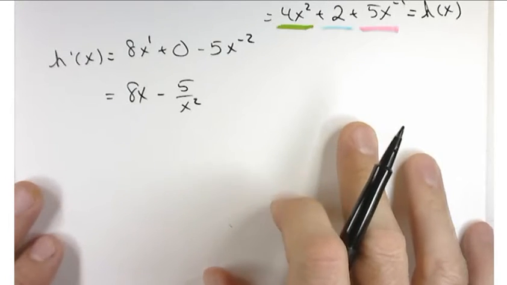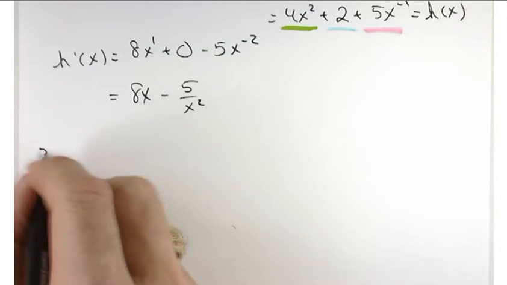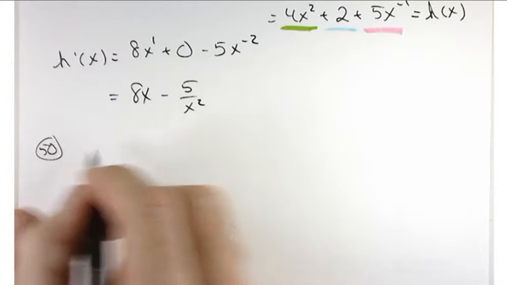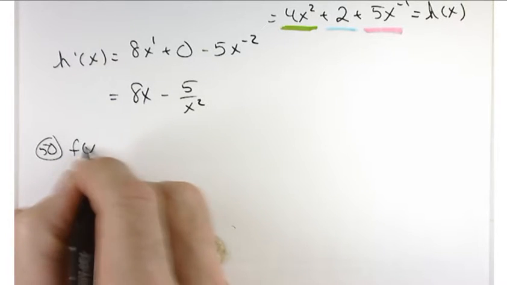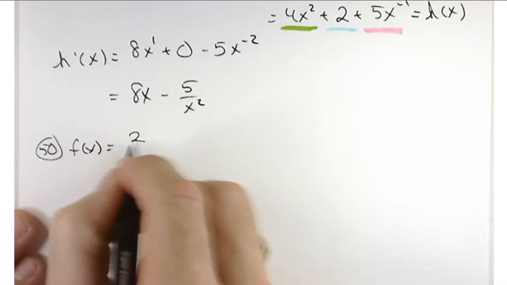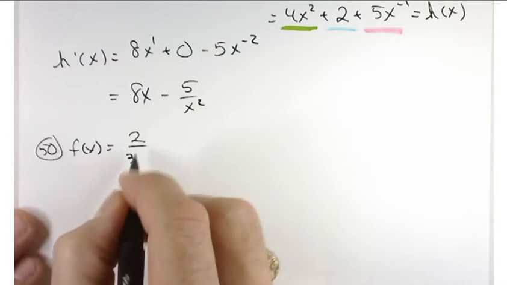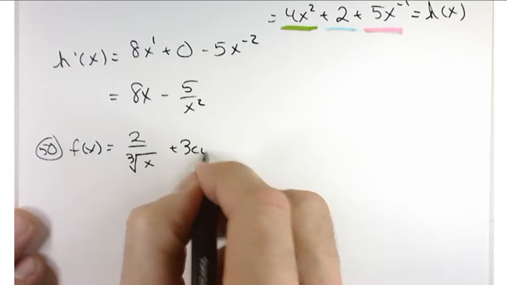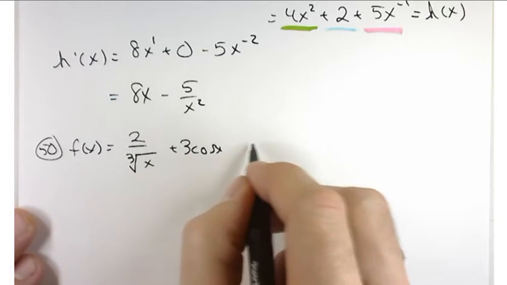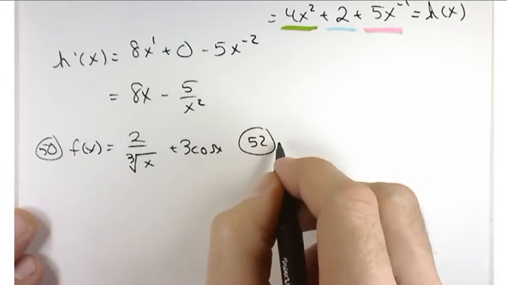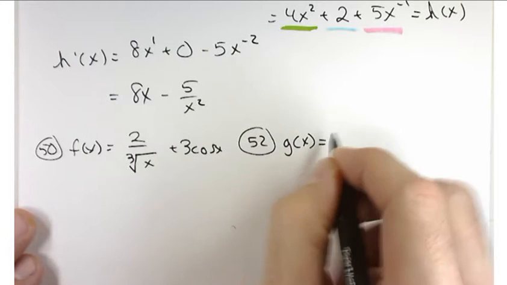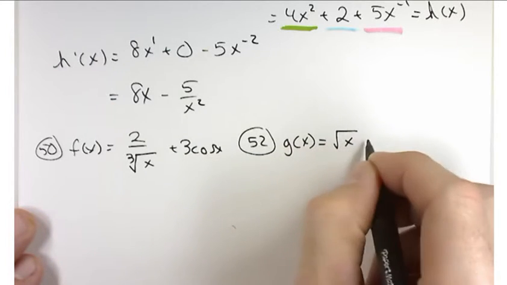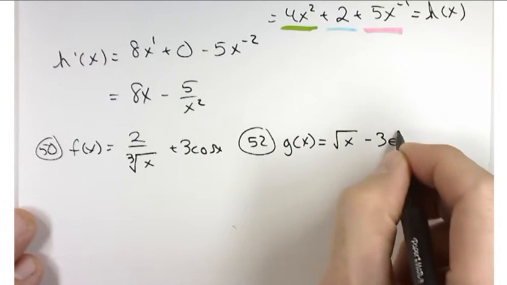Okay, let's try problem number 50 and 52. F of x is 2 over the cube root of x plus 3 cosine of x. 52, g of x is the square root of x minus 3 e to the x.